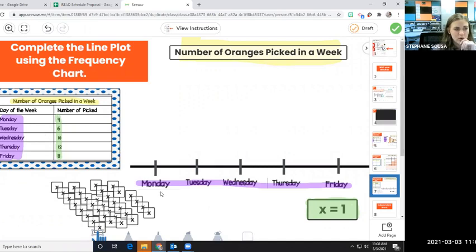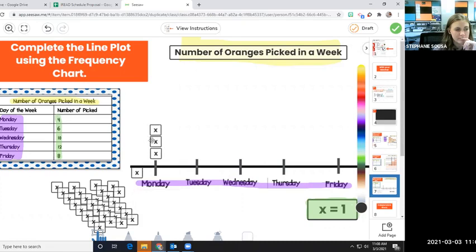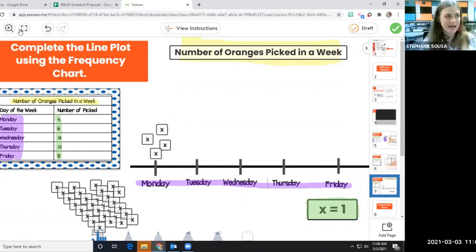Monday has 4 oranges picked. So we're going to take 4 X's. We're going to stack them on top of our Monday's category. It is very important that your X's are in a stack. If you just put them all over the place like this, that's very difficult to read. That's not easy for the eye to understand. So on our line plot, our data is stacked on top of each other, very similarly to a bar graph.